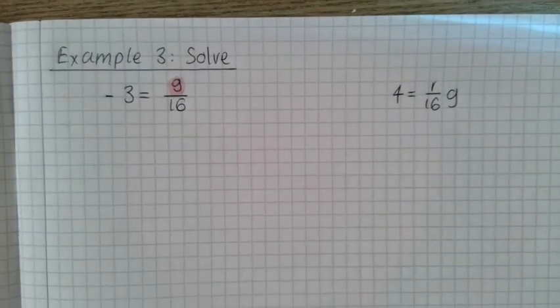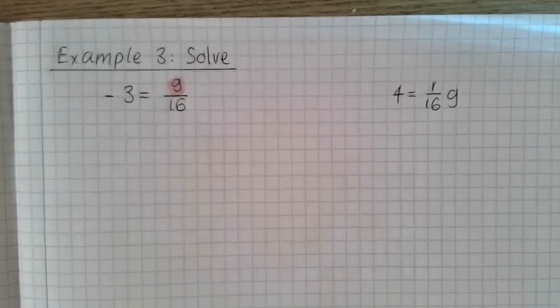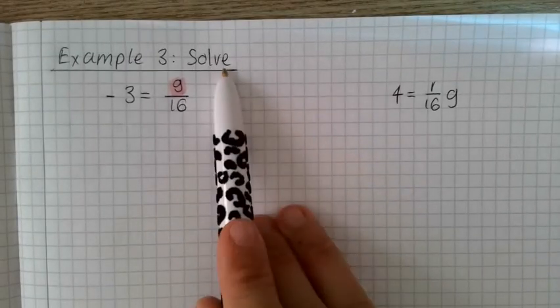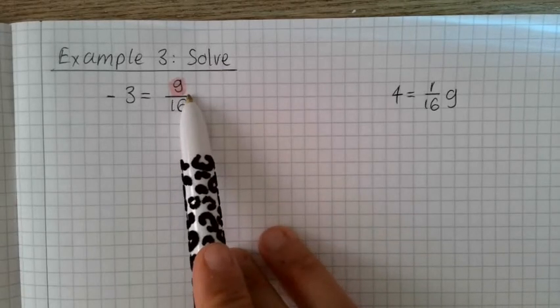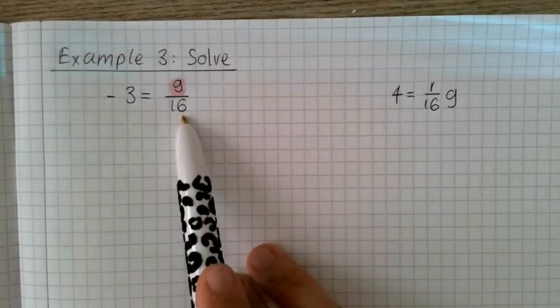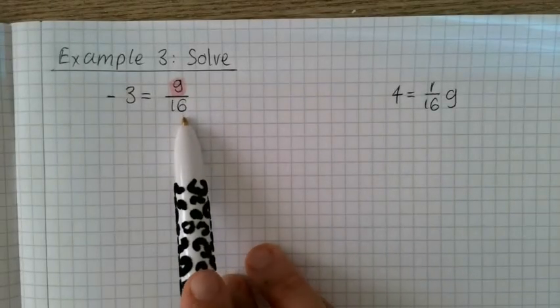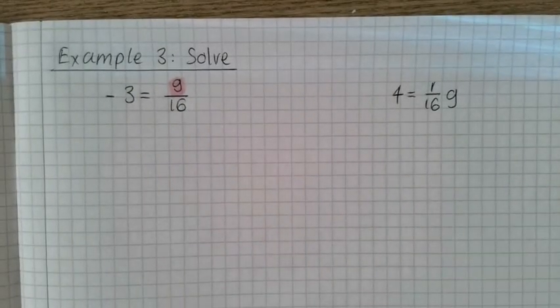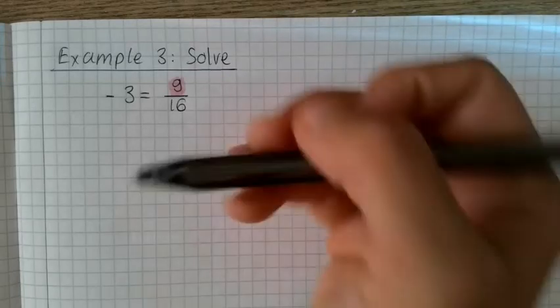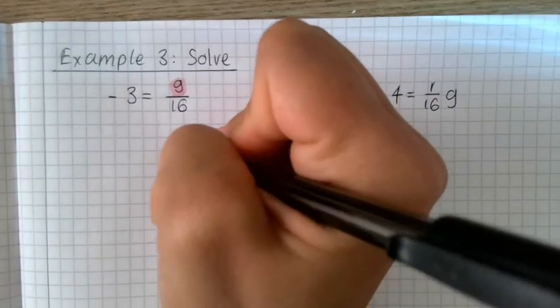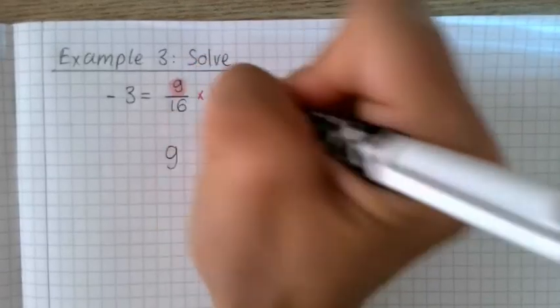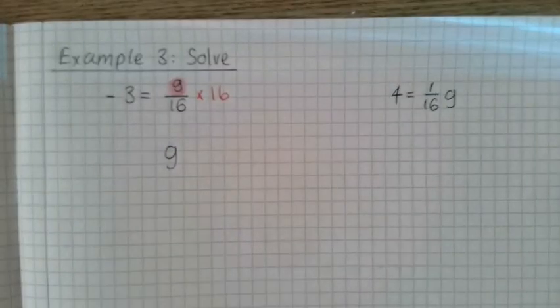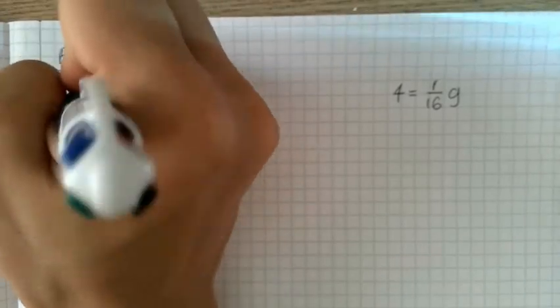So for this first one I've highlighted G because that's what I'm trying to find. Now remember, solving means find what the letter is equal to. So I'm looking at my equation now. G is being divided by 16, so what's the opposite or the inverse of divide by 16 so that I can get G by itself? Remember, I want G by itself over here. Now the opposite of divide by 16 is to multiply by 16. And I must do that to both sides of the equation because we are doing the balance method.